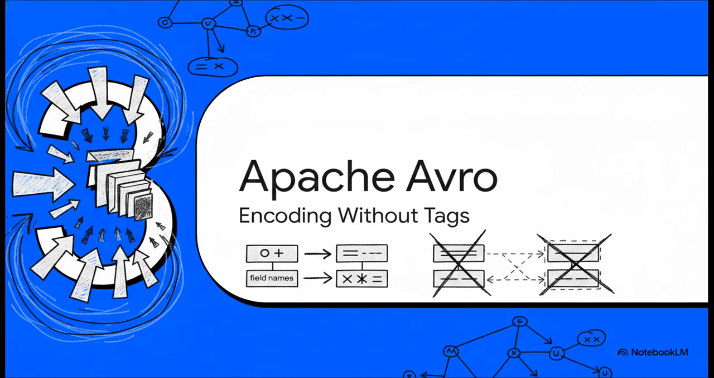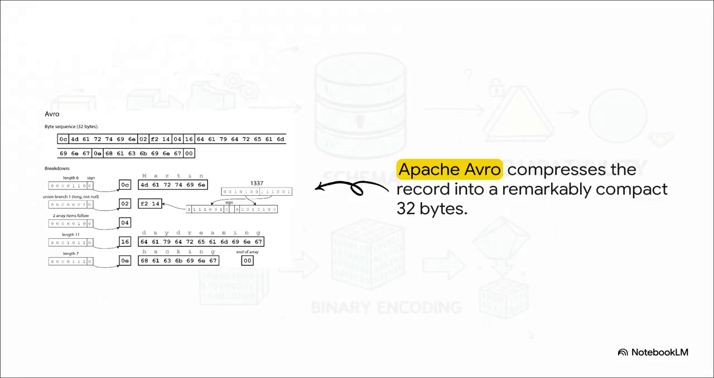All right, moving right along to Section 3, Apache Avro, and encoding without tags. So, protobuf is small, but what if we could compress things even further? Enter Apache Avro. This format started back in 2009 by Doug Cutting as a Hadoop subproject, mostly because protobuf wasn't quite the right fit for Hadoop's specific dynamically generated data.